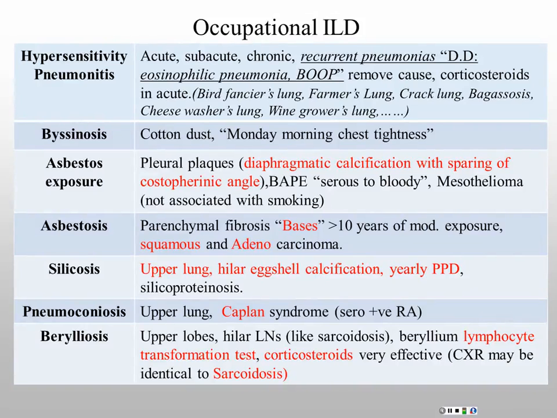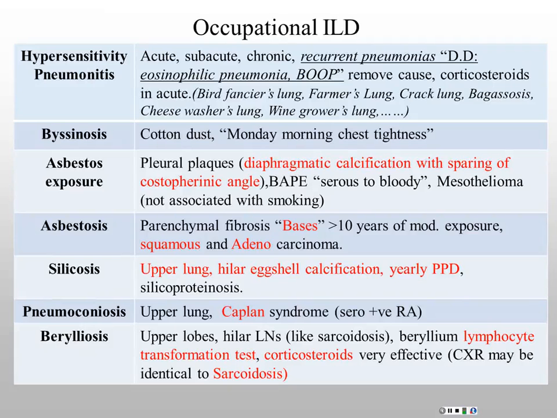You'll have cotton dust disease. In the typical exam, they will give you a recurrence of symptoms, especially on Monday morning. Asbestos exposure: you have to differentiate between asbestos exposure and asbestosis. Asbestos exposure can cause pleural plaques. You can see it on the CAT scan.